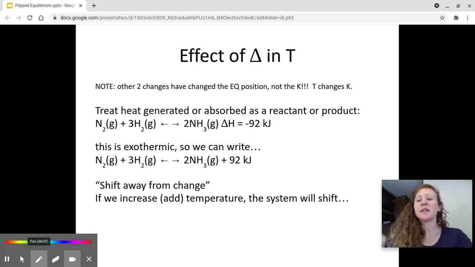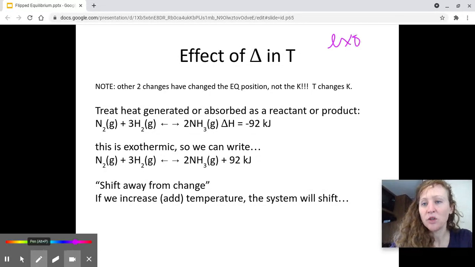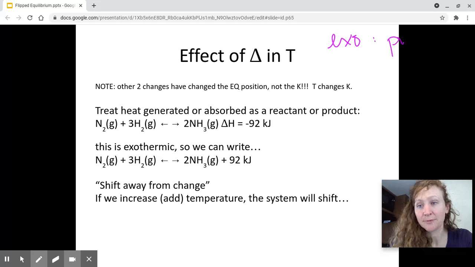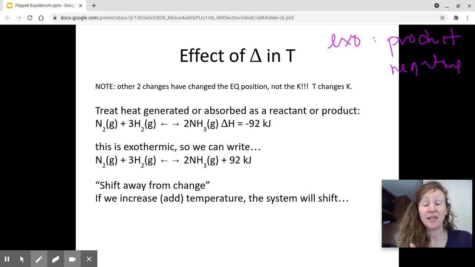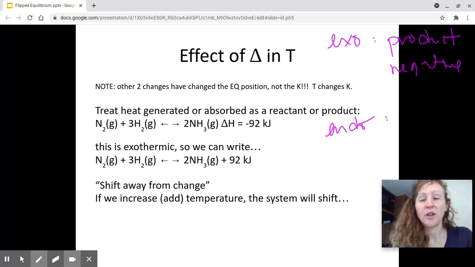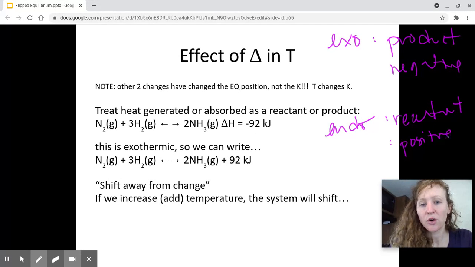So something that's exothermic is going to give off heat. The system is going to give off heat. If it's going to be exothermic, you can treat heat as if it's a product. Remember, something that's exothermic is going to be listed as a negative because the system is losing that heat, right? If it's endothermic, remember the system has to take in heat. So we're going to treat heat as if it's a reactant. And remember that if something is endothermic, if the system is absorbing heat, it's going to be listed as a positive.